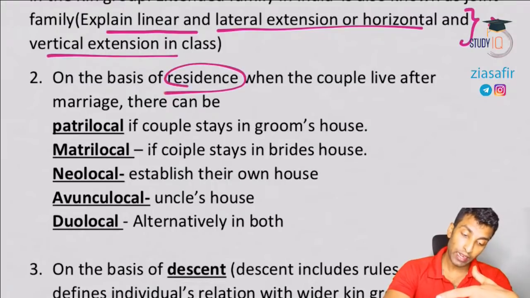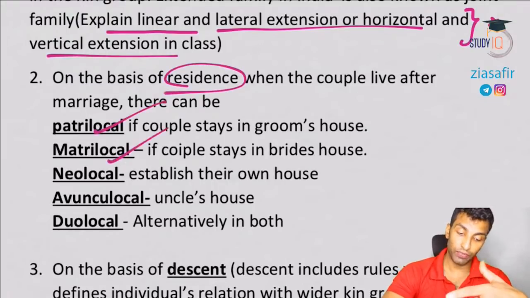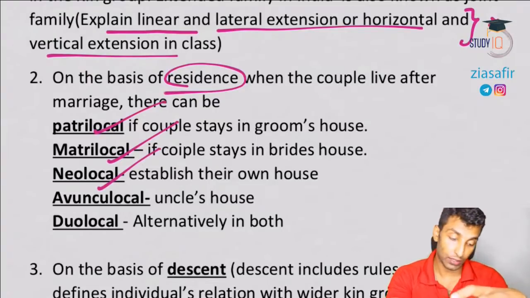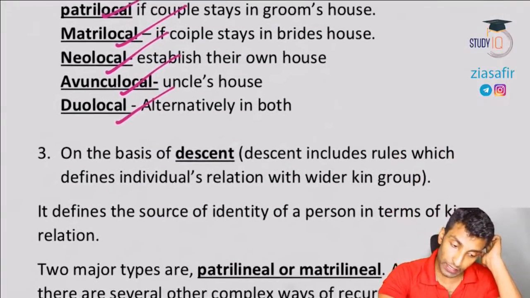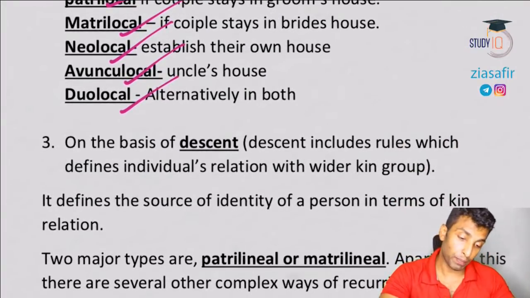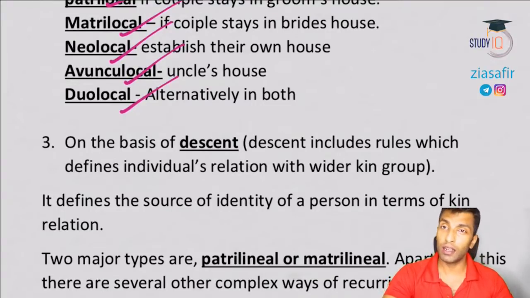Okay, so explain linear and lateral extension, horizontal. We have done this already, so I am not discussing this here. You can add that in your answer, depending on the length and the size of the answer. Now on the basis of residence, where the couple lives after marriage: patrilocal, I have told you, husband's house; matrilocal, wife's house; neolocal, their own house; avunculocal, uncle's house; duolocal, alternately in both.